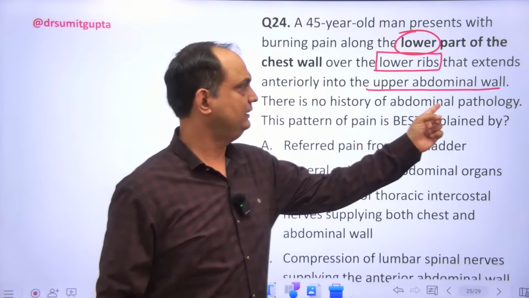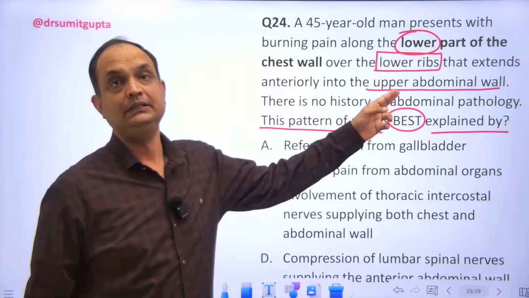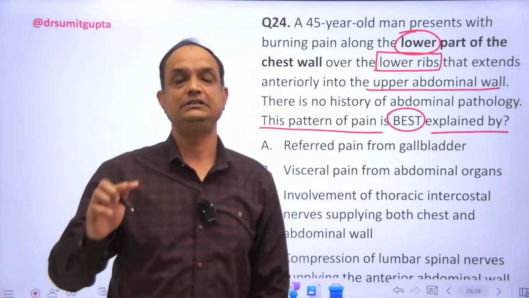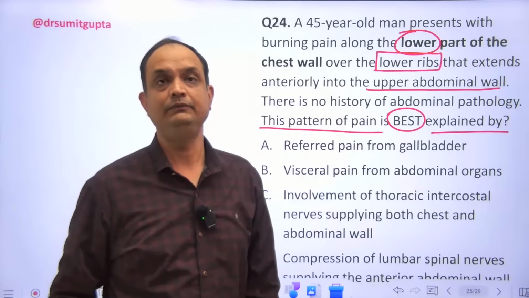Now, what is the significance of this line? The significance of this line is that the patient is having abdominal pain without involving the abdomen. That means there is a referred pain in the abdominal wall from the lower chest ribs. So, there is no history of abdominal pathology. So, this pattern of the pain is best explained by. Whenever you have involvement of the lower chest and abdomen, that means we are dealing with a nerve which supplies both the lower chest as well as the abdomen, which are known as thoracoabdominal nerves.